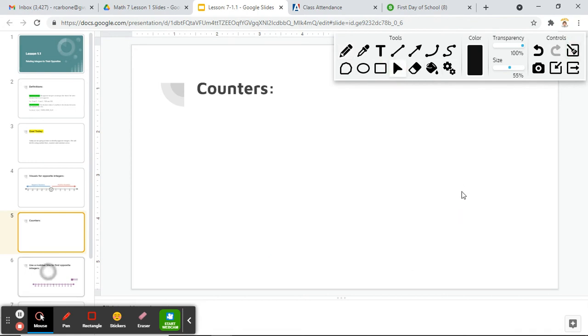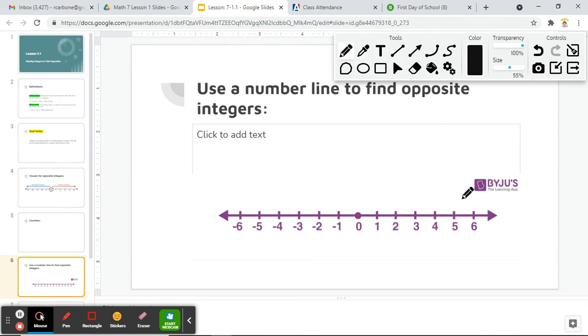Alrighty. So we want to use a number line to find the opposite integers. First off, let's find the opposite integer of 3. All right, so here's 3 right here. We notice that that is 1, 2, 3 spots from 0. So now I'm going to go 1, 2, 3 spots in the other direction, and I will land at -3. So that means the opposite integer of +3 is -3.